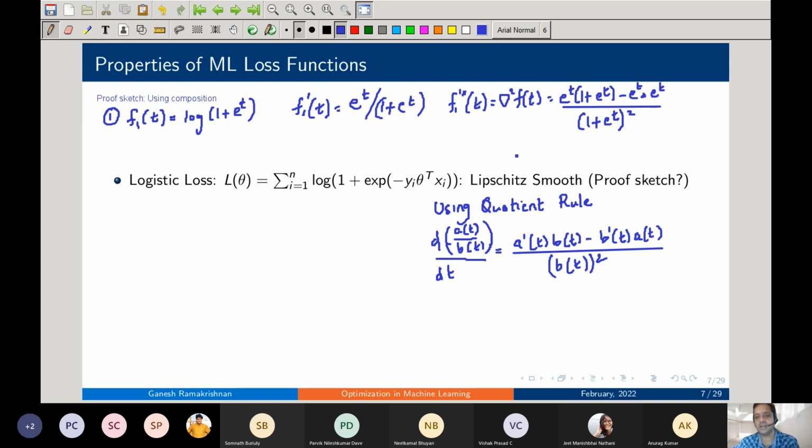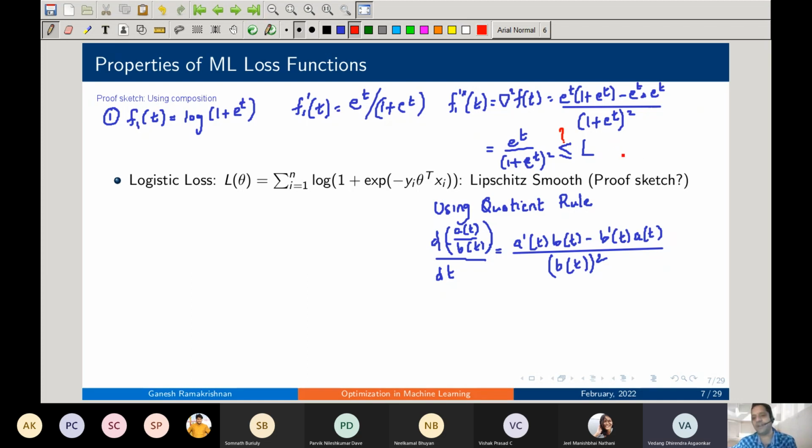And this is nothing but, all this e^t and e^t squared terms will get cancelled out. Only e^t will remain. So e^t divided by (1 + e^t) the whole squared. What is this? Is this upper bounded by some constant? Yes. It's at most half.